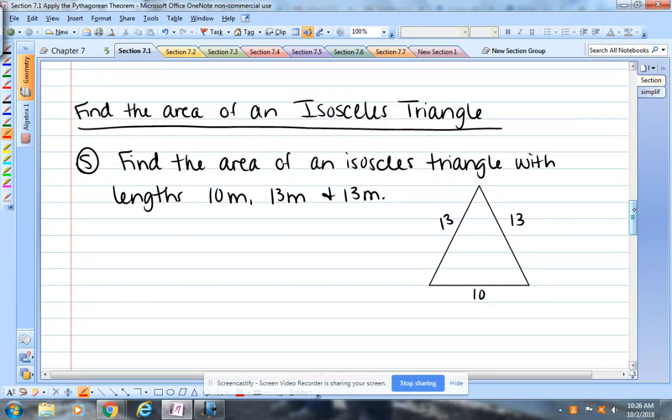All right, the next thing we're going to do in section 7.1 is find the area of an isosceles triangle. Now, what's an isosceles triangle? Two sides are the same and two base angles are the same measure. Good job. So we want to find the area of the isosceles triangle with the lengths of 10, 13, and 13. So my two 13s are my same length legs.